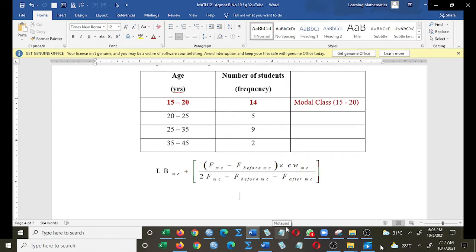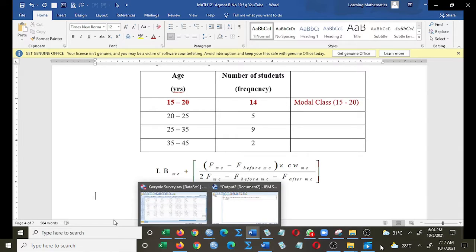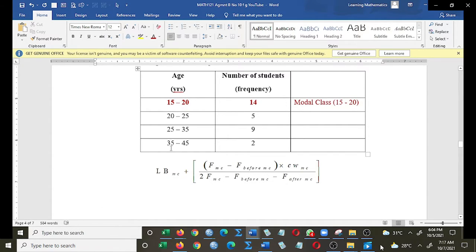Now we need to list how many elements, how many terms must we list for this formula. 1, 2, 3, 4, 5, 6, 7. No, well, 6 because this is repeated. Oh no, this is repeated also. So 1, 2, 3, 4. Okay. So the f before MC is repeated. So 1, 2, 3, 4.